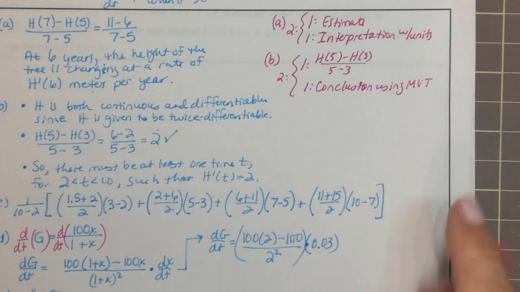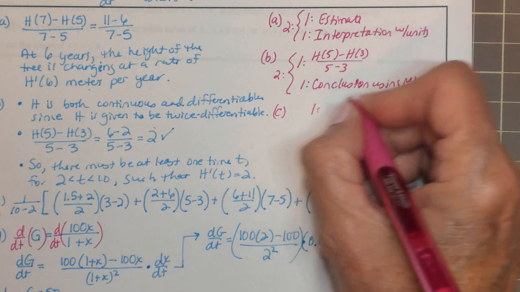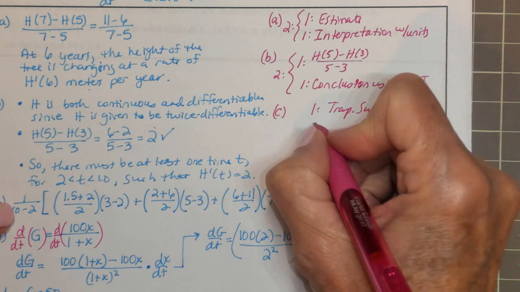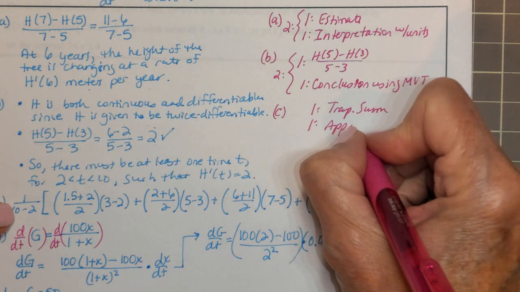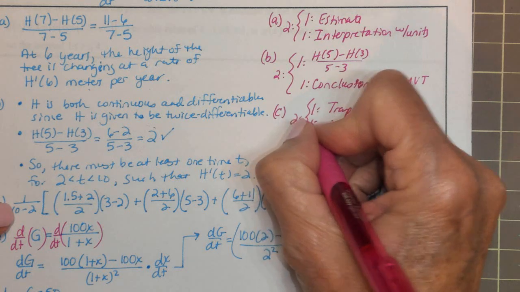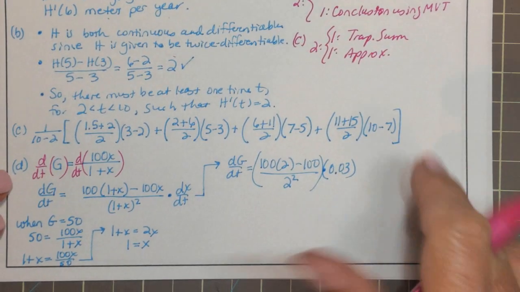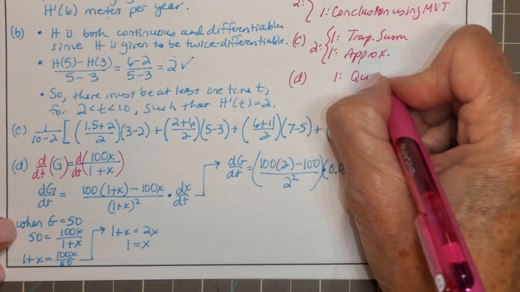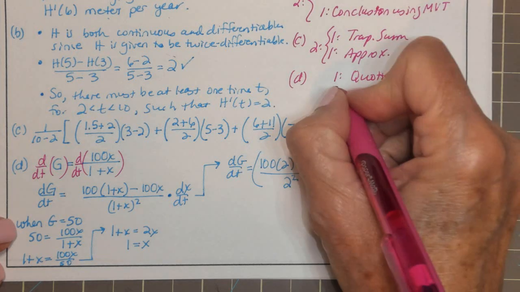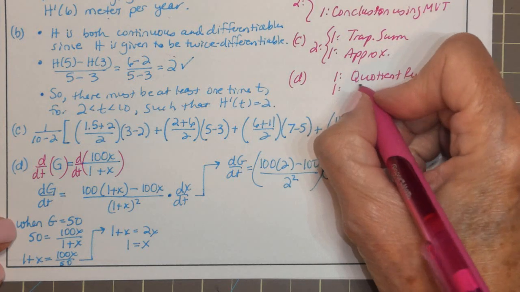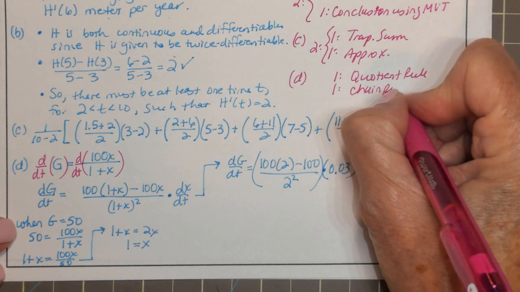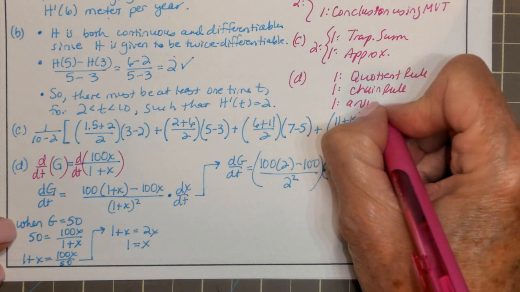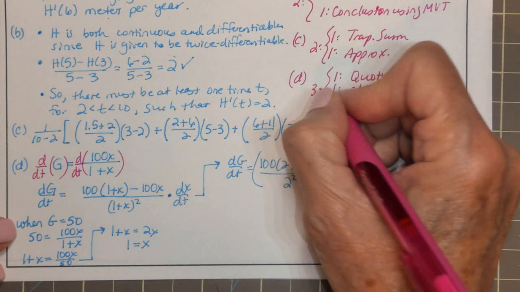Part C, also worth 2 points. 1 point for the trapezoidal sum. 1 point for the entire approximation. Part D, 3 points. 1 point for the quotient rule. 1 point for the implicit differentiation, the chain rule part. So did you have this dx dt there? And then 1 point for the answer. That's it.